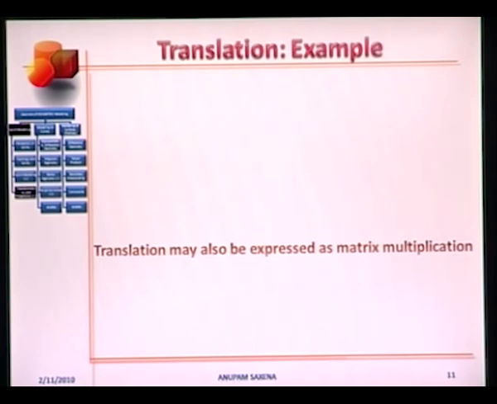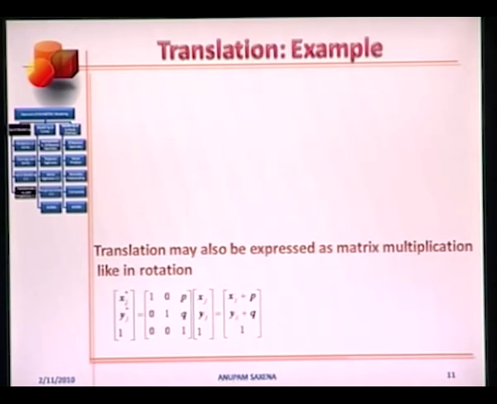To eliminate that discrepancy that I talked to you about earlier, translation may also be expressed as a matrix multiplication operation, just like rotation. You would notice later that it will make our lives a lot easier. For that, what I need to do is, in the column vector, I need to introduce an additional entry, 1. Here again, I introduce an additional entry 1.